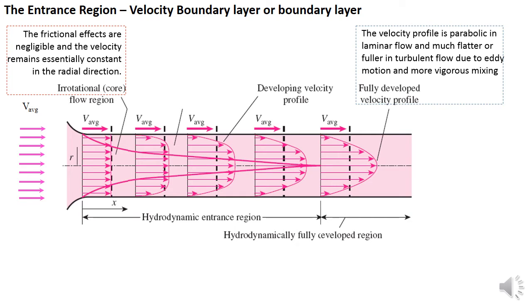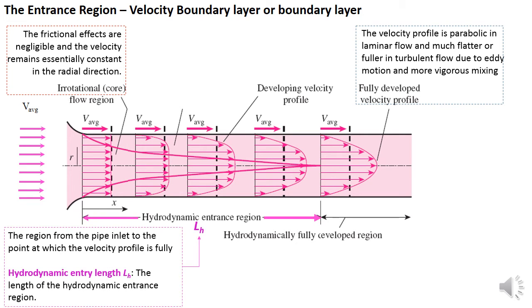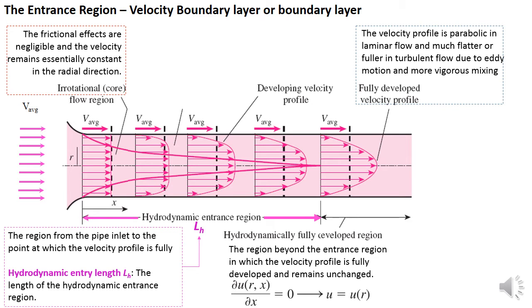And then at the bottom of this figure we have the hydrodynamic entrance region. This is the region from the pipe inlet to the point at which the velocity profile is fully developed, and the length is called the hydrodynamic entry length, L_H. After the hydrodynamic entrance region, we have the hydrodynamically fully developed region, the region beyond the entrance region in which the velocity profile is fully developed and remains unchanged.